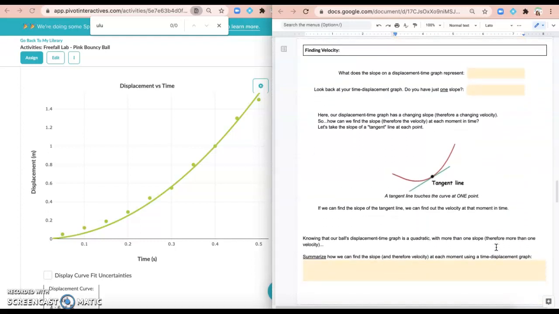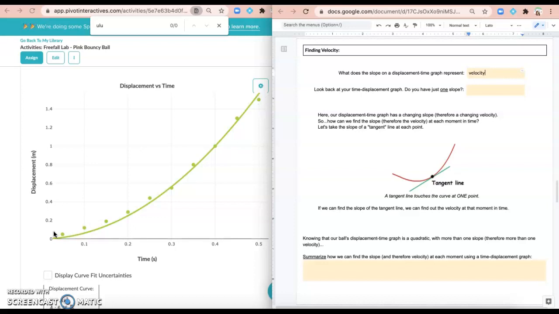You should meet me at the Finding Velocity title. So you should remember back from last unit when we looked at the car lab that the slope on the displacement time graph represents, that's right, the velocity. That's how we found the velocity of our car. We collected time and displacement data, we graphed it, and we looked at the slope. Now, last unit in our car lab, we had a linear best fit on our displacement time graph. But now we are not seeing a linear fit on our displacement time graph.